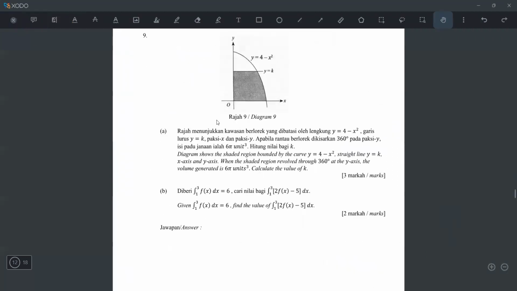Okay, let's go to number 9. Just from the question, you can tell this is what chapter? Integration, Form 5, chapter 3. So one of the difficult chapters. So let's do it. So they give you this diagram.